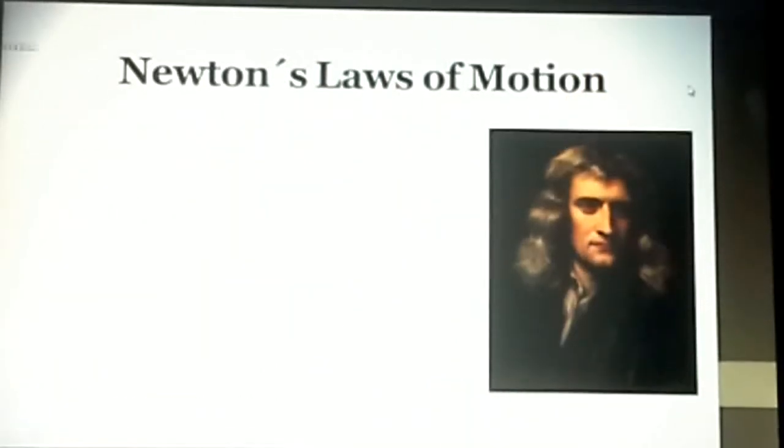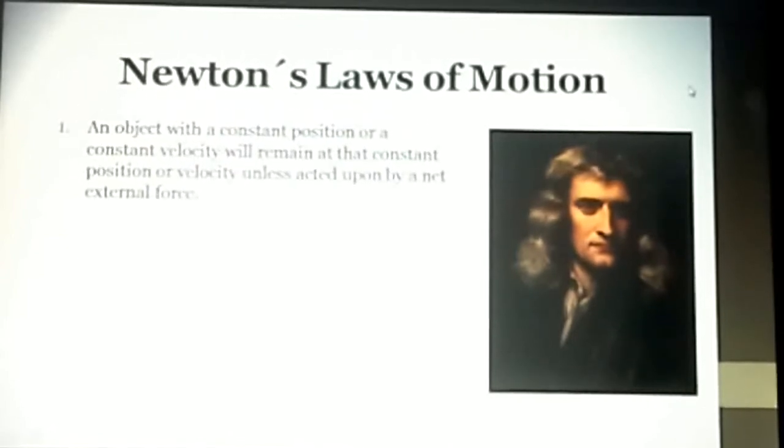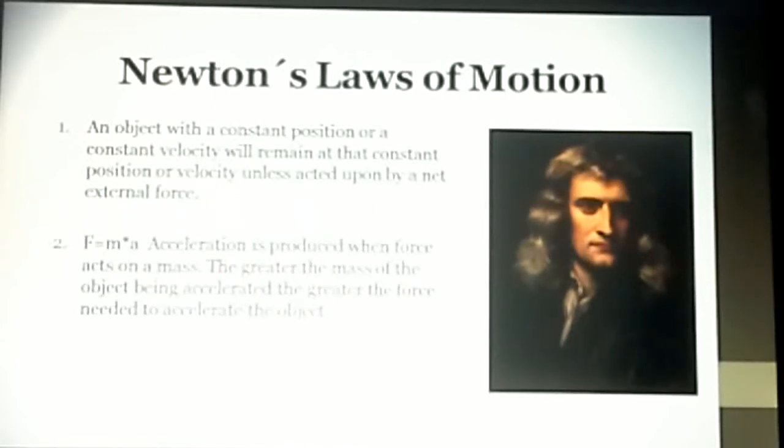Newton's laws of motion. There are 3 laws of motion that this man here, Newton, made. The first one: an object with a constant position or constant velocity will remain at that constant position or velocity unless acted upon by a net external force. Then the next one is force is equal to mass times acceleration. Acceleration is produced when force acts on a mass. The greater the mass of the object being accelerated, the greater the force needed to accelerate the object.